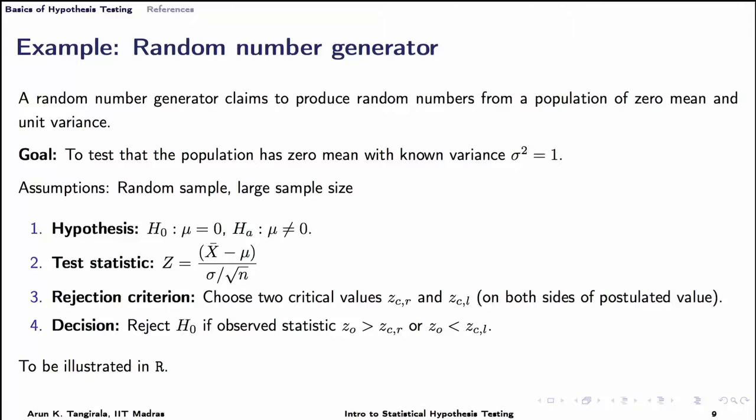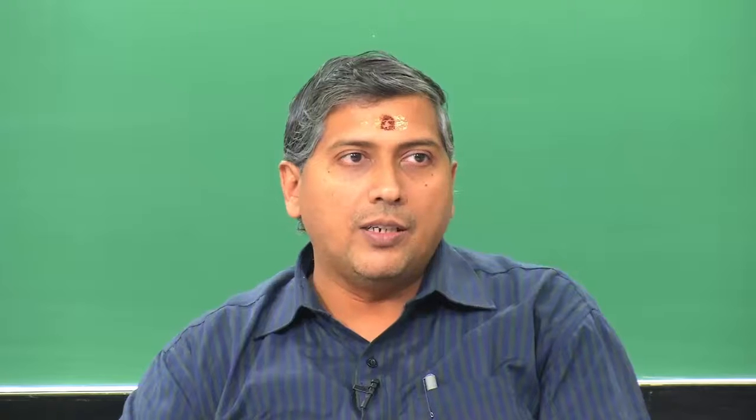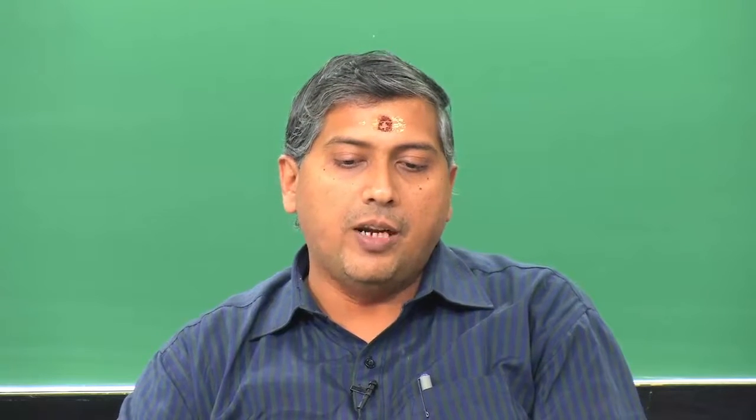Now, in a stepwise fashion, the null hypothesis is obviously that the mean is 0 and the alternate hypothesis is that it is not, and the test statistic, naturally based on our previous discussions, is our standardized sample mean. And for the rejection criterion, because it is a two-tailed test, if you recall from the previous discussion, we do not know if the observed statistic will fall to the right or to the left of the postulated value. Therefore, we need two critical values, one for the left and one for the right. We call those Z subscript CL and Z subscript CR for the left and right ones respectively.